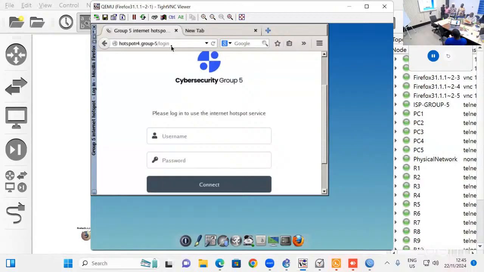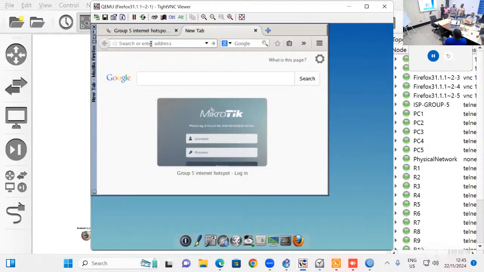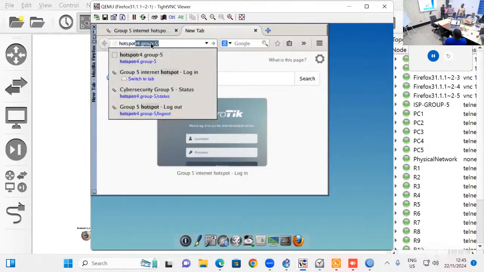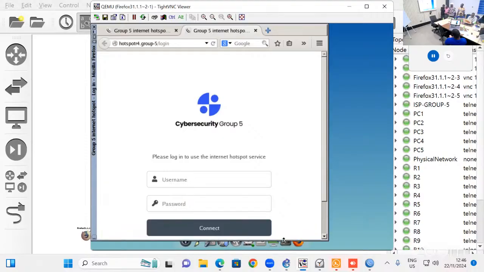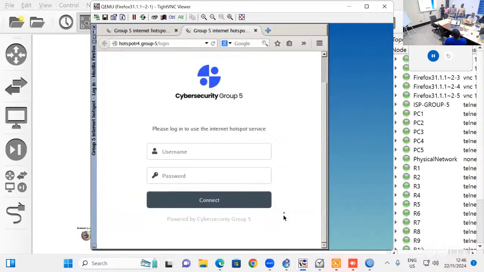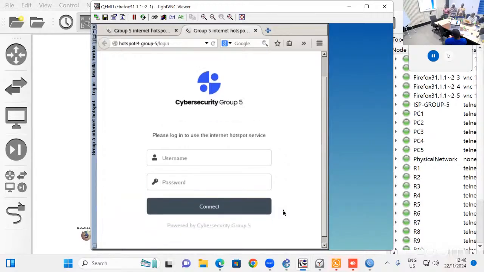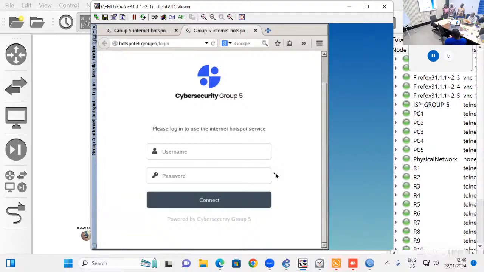So let me hotspot for the group. Okay, call it hotspot for R4 dot group five dash 5. Okay, so that's the page loading, right? Yes. Wow, it's like you guys know how to do UI/UX, because I'm seeing not just network engineers here, I'm seeing web developers also.